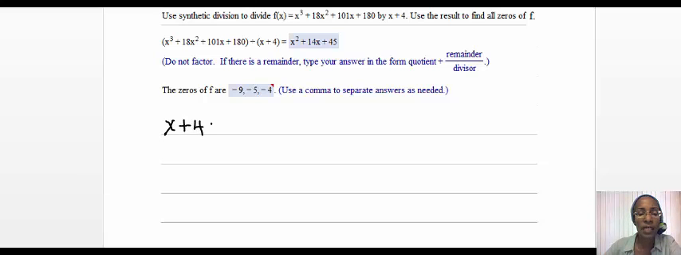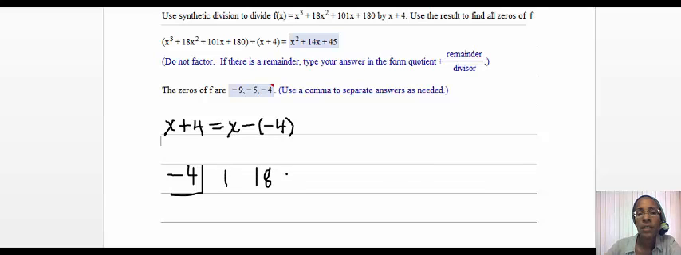So remember, when we do synthetic division, we have to think of our divisor as x minus c. So x plus 4 is x minus negative 4. So our c is negative 4, which goes in this position.